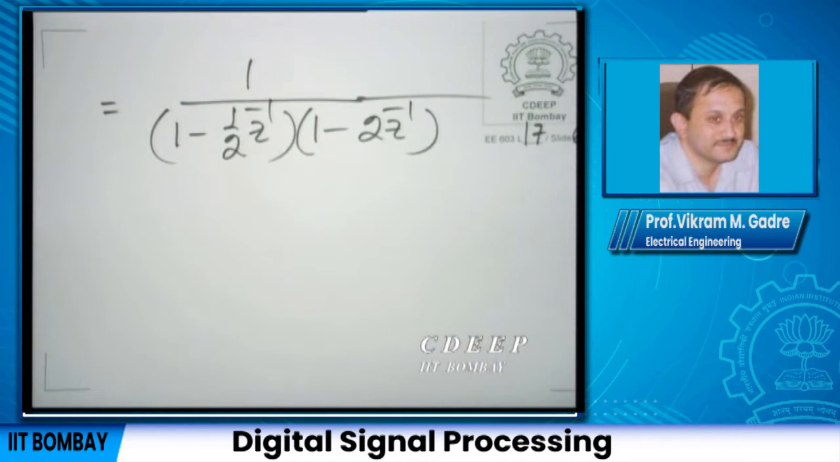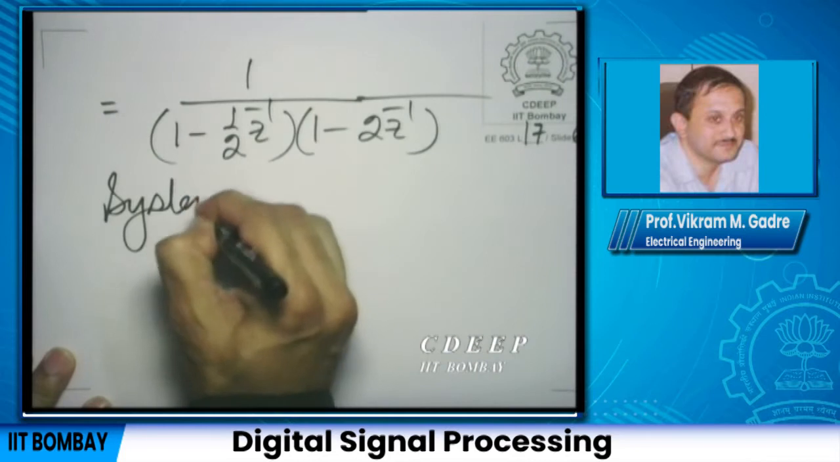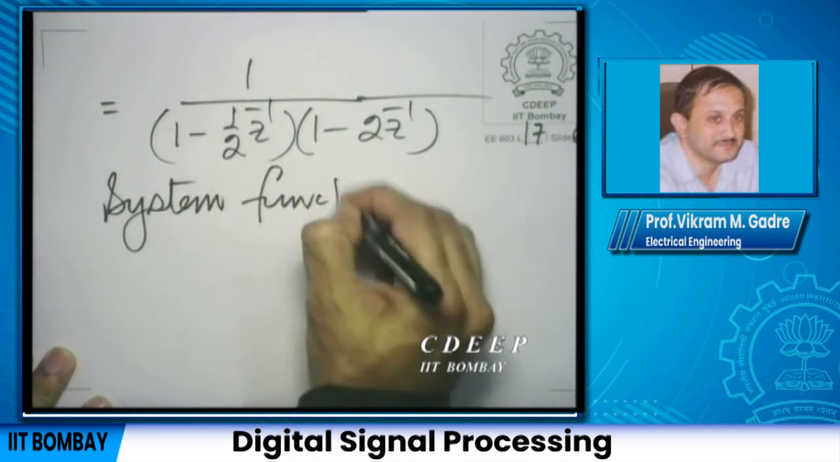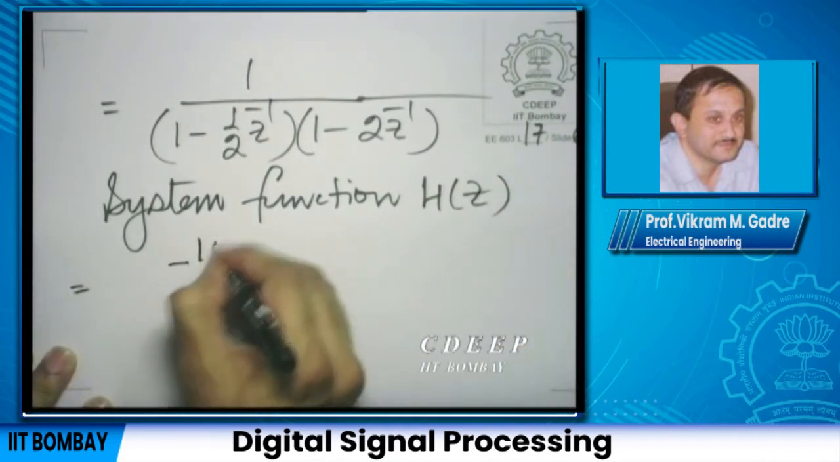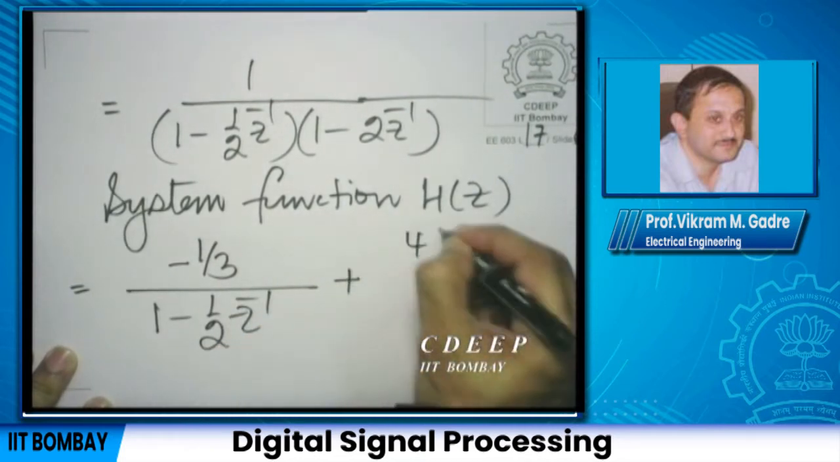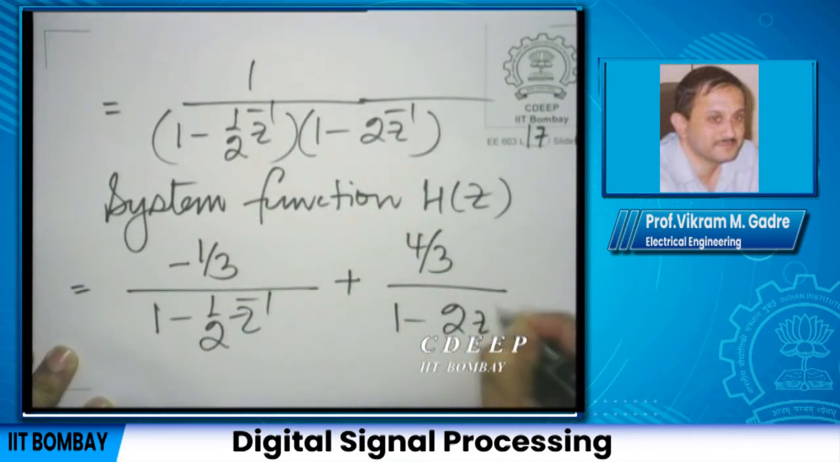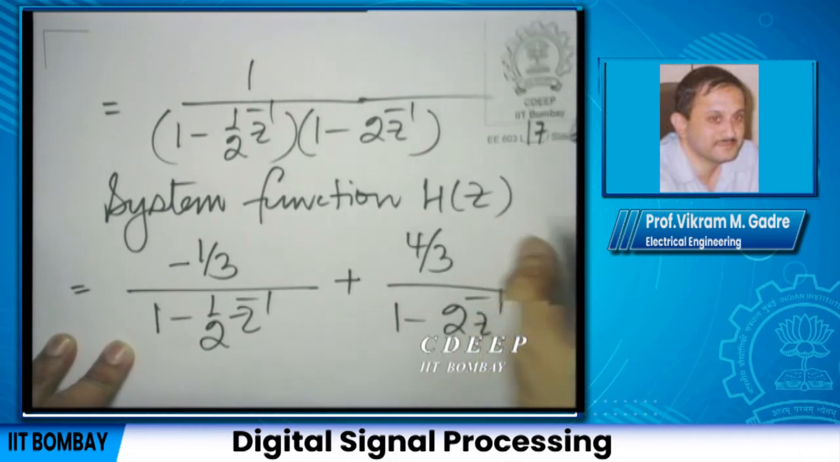Anyway, now we see that the system function can be rewritten as minus 1 by 3 divided by 1 minus half z inverse plus 4 by 3 divided by 1 minus 2 z inverse. And we need to invert this for each case of the region of convergence. So, as I said, let us take the first case as we have considered, namely mod z between half and 2.